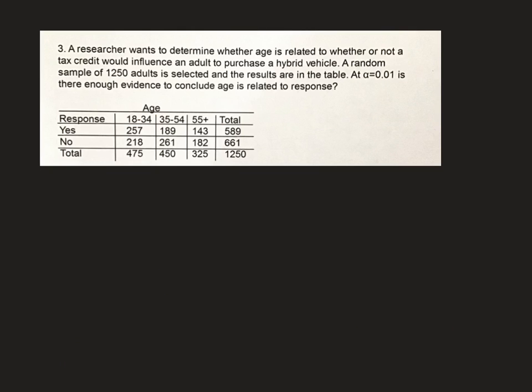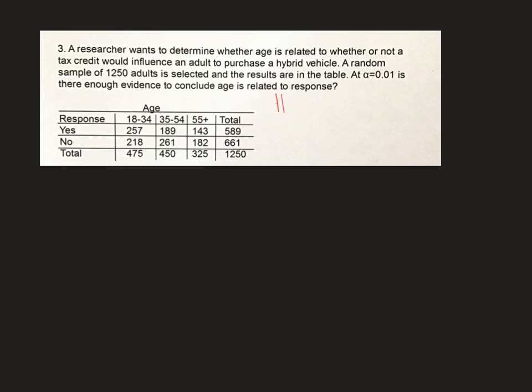All right, so we're doing the same thing in number 3. If you feel confident enough in it, pause the video, try to do the independence test on your own, and then compare what you got on your own to mine. A researcher wants to determine whether age is related to whether or not tax credit would influence an adult to purchase a hybrid vehicle. A random sample of 1,250 adults is selected, and the results are in the table. At alpha equals 0.01, is there enough evidence to conclude age is related to response?